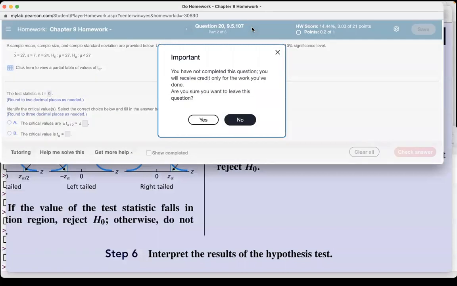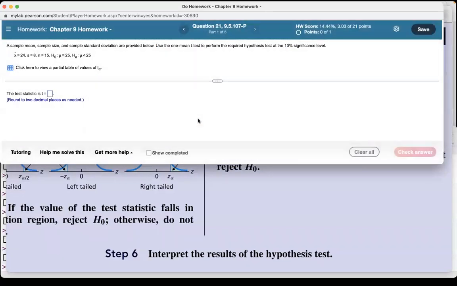And let's do one where we do the p-value approach. So this is problem 21. Now, the way that these problems are written, they give you the sample mean, the sample standard deviation, and the sample size. Okay, and so they give you these values over here. That's supposed to make it easier for you to use a calculator to come up with the test statistic.